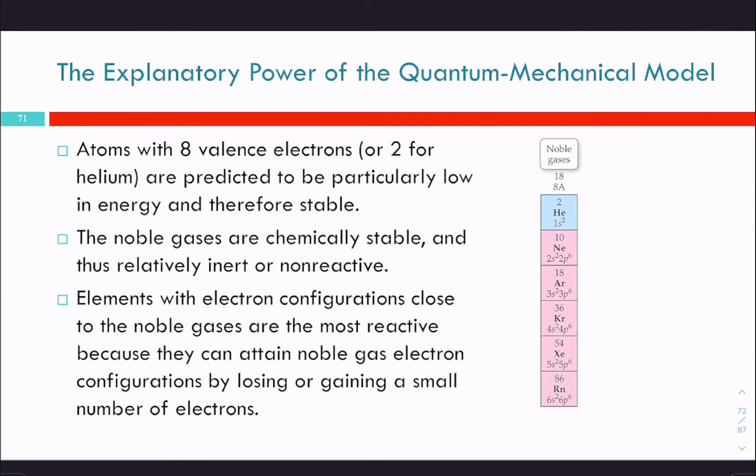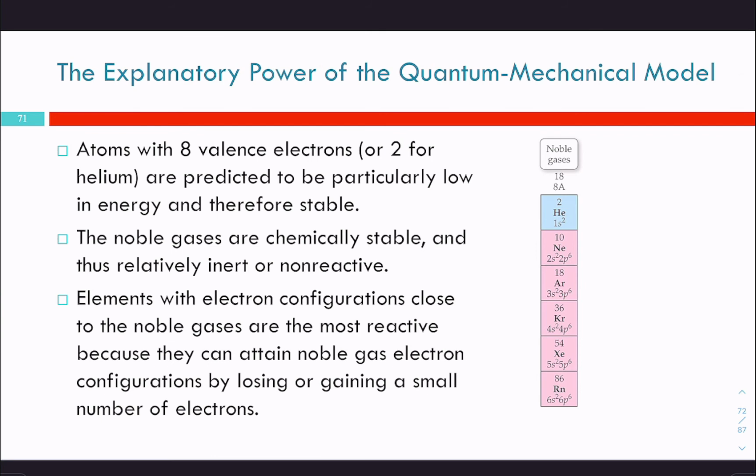I mentioned this before, but atoms with 8 valence electrons are the most stable. Helium's the exception to this because it only has 2, but it only has 2 to fill. Neon, argon, krypton, xenon, and radon all have 8 valence electrons. They also don't react with anything, because having 8 electrons is stable. It's balanced. It's a lower energy state.